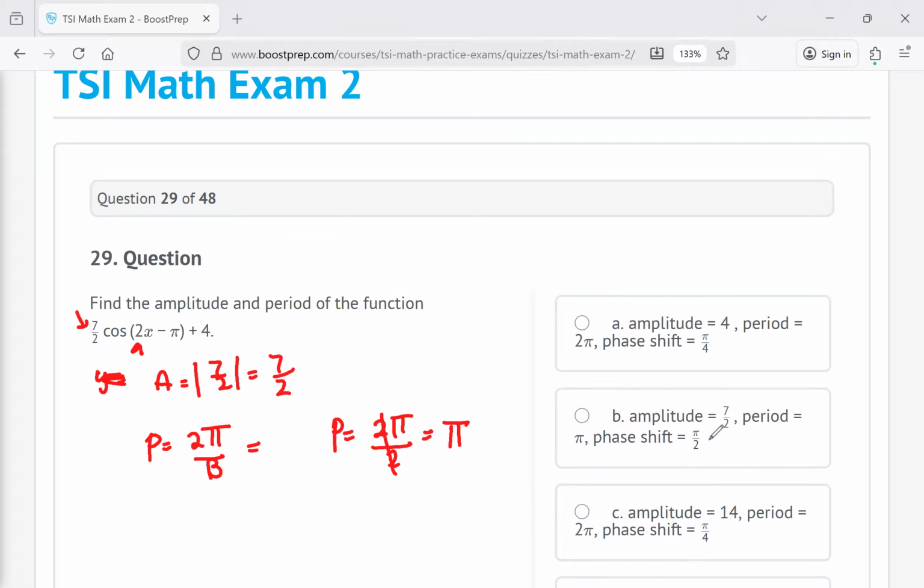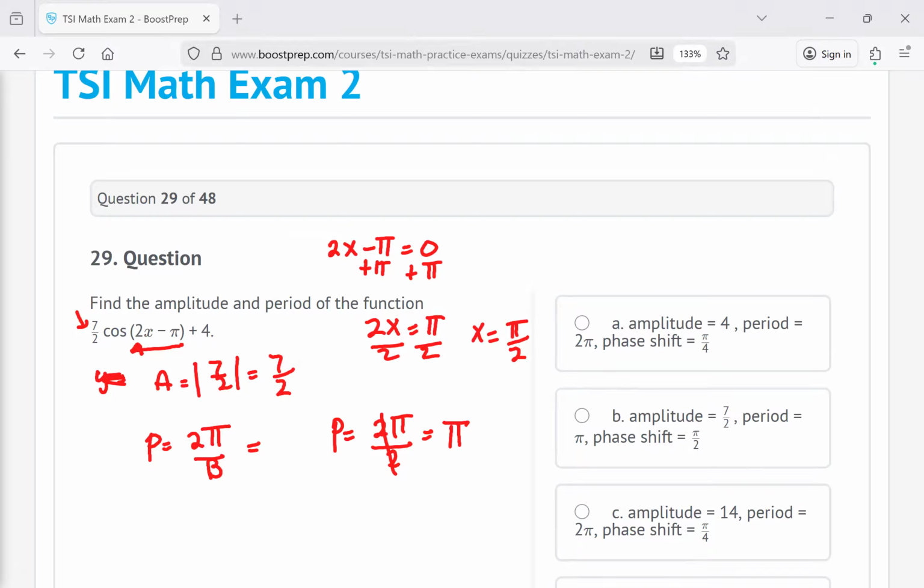I didn't know they're asking for phase shift. So phase shift is basically, we do have phase shift. So whatever your parenthesis is, in our case, it's 2x minus pi. Set that to 0 and solve for x. So we're going to add pi. Pi is a constant, so you think of it as a number, right? So 2x equals pi. And you get x equals pi over 2. Okay, so my phase shift is positive pi over 2.